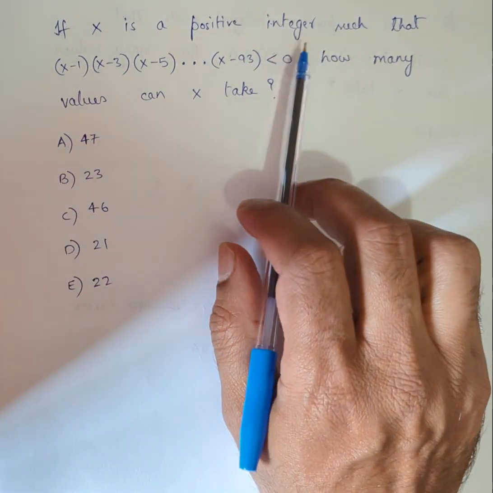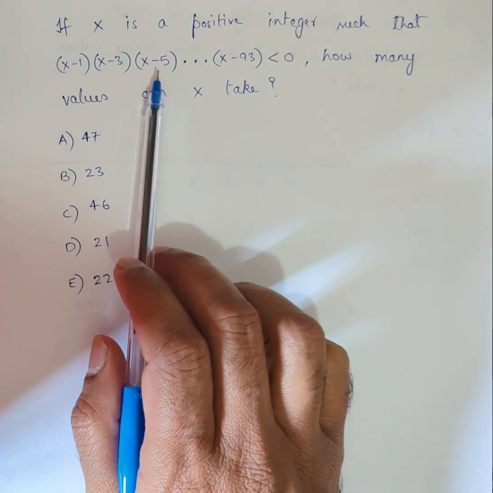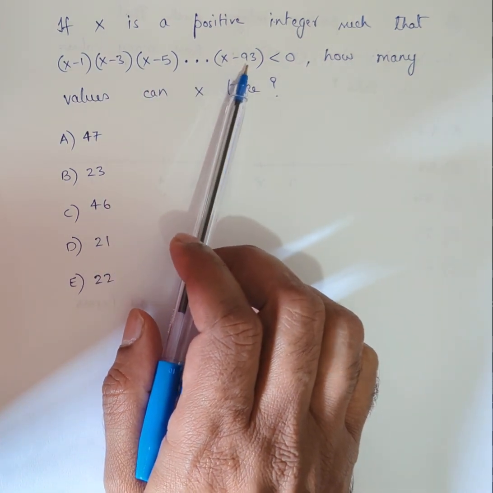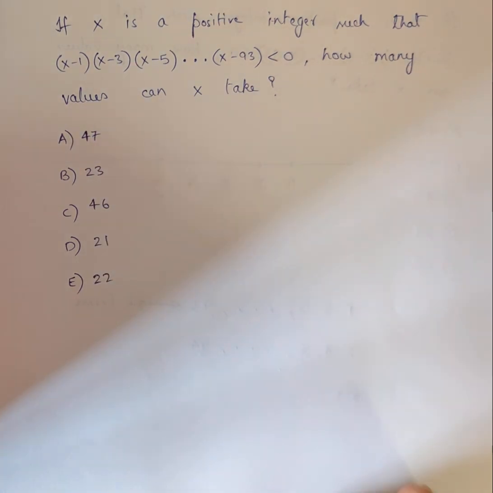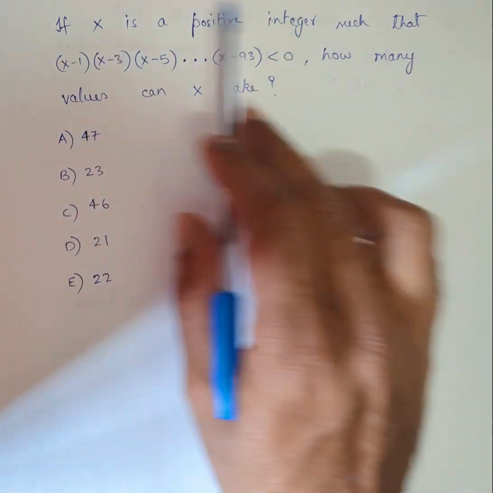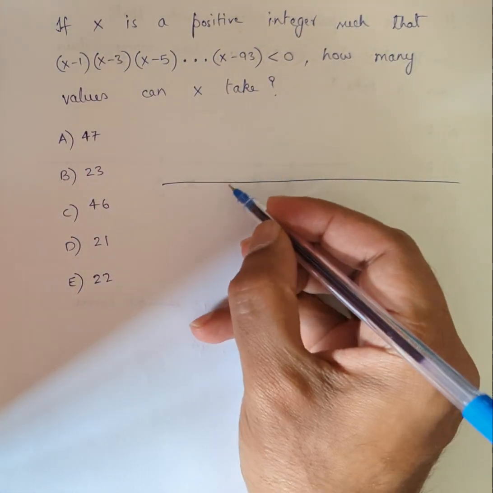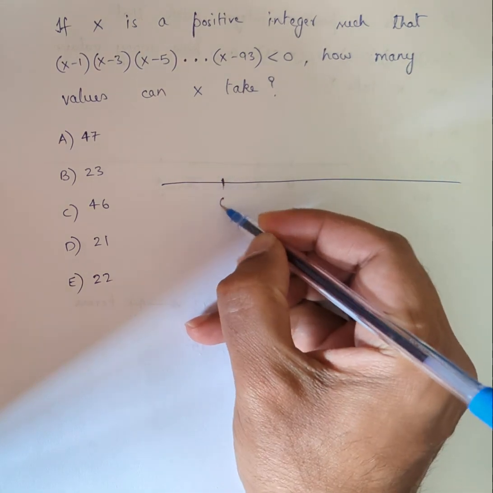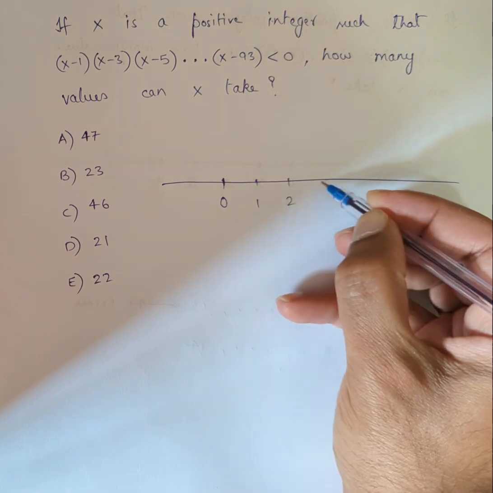If x is a positive integer such that (x minus 1)(x minus 3)(x minus 5) and so on up to (x minus 93) is less than 0, how many values can x take? We begin with positive integer. That's what we know x has to be. So we always want to have this number line in our mind.